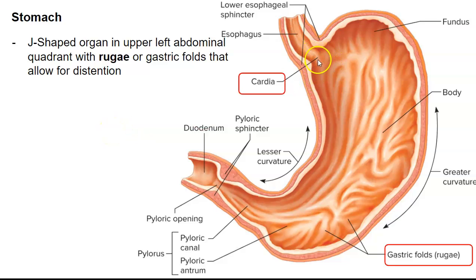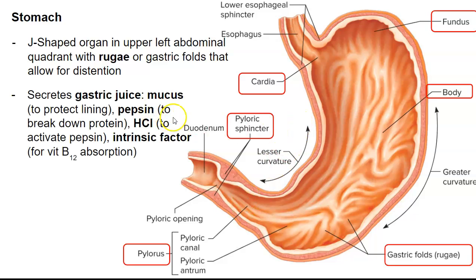The cardia, it's close to the cardiac sphincter. That's this portion of the stomach. There's the fundus, which is the most superior portion of the stomach. The larger part in the middle is called the body. And then we also have this region down here where it begins to transition to the small intestine. It's called the pylorus. This is the pylorus.